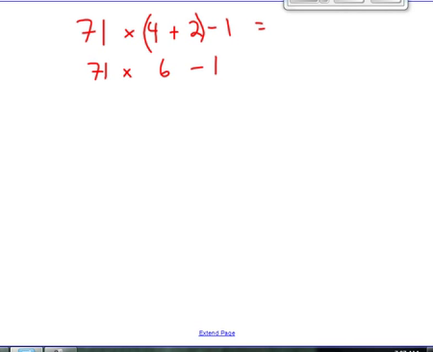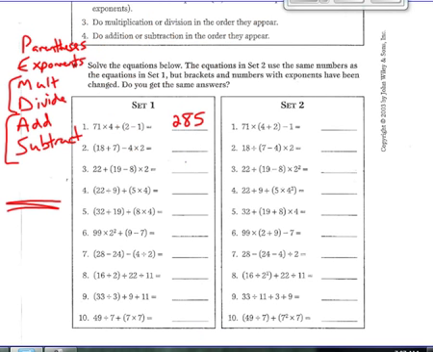Now I have multiplying and dividing from left to right. Here's multiplying again, 71 times 6. This time 6 times 1 is 6, 6 times 7 is 42. And then I've still got the minus 1. 426 minus 1 is 425. You can clearly see that we get a different answer by doing this problem in a different way. 425 is what I ended up with here. Okay, that's the way that you need to go through each one of these problems. Each one on the left-hand side matches up with the same one on the right-hand side, except that we're doing them in a different order.